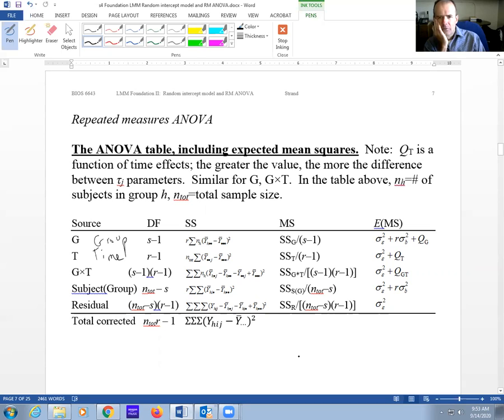And what kind of distribution would that quantity have? Mean square for a source divided by mean square for error or residual. You guys remember that one? F. Yes. Okay, two of you got it. F distribution, right? Where you have a ratio of variance quantities, and that has an F distribution.